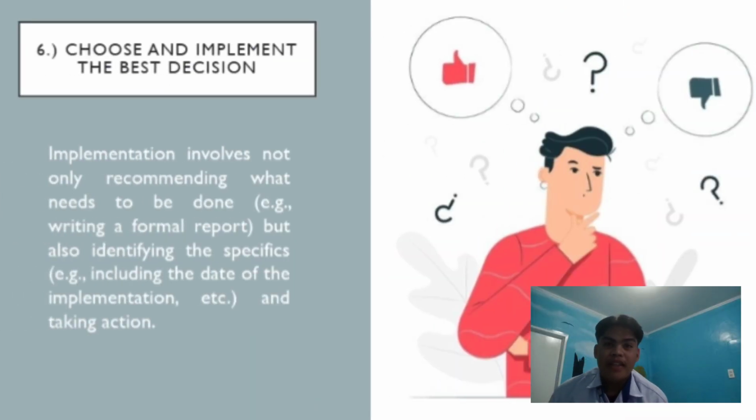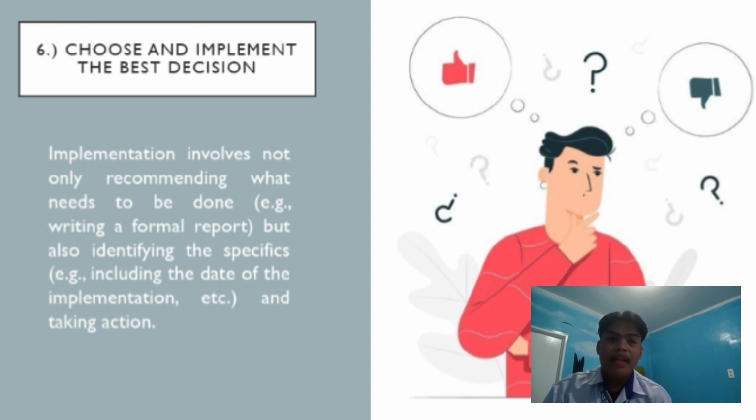The sixth step in organizing a group discussion is to choose and implement the best decision. You need to choose and implement the best decision. Implementation involves not only recommending what needs to be done. Example, writing a formal report. So you need to write a formal report.